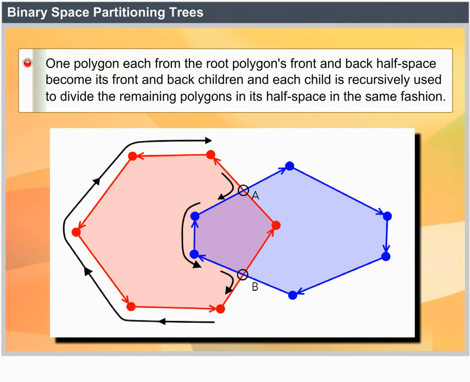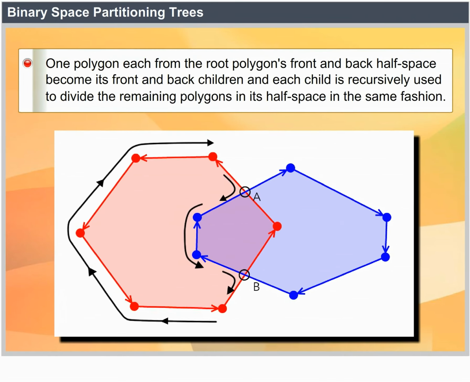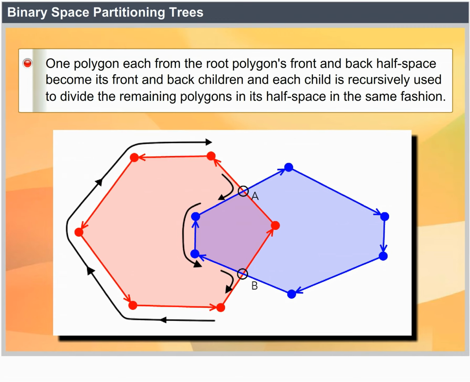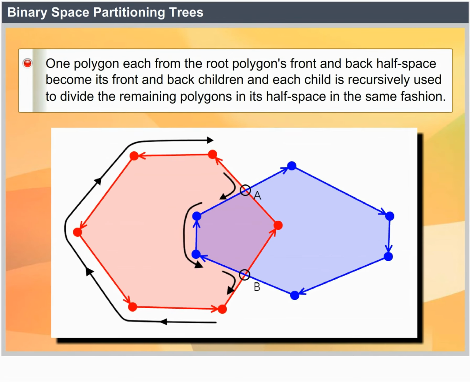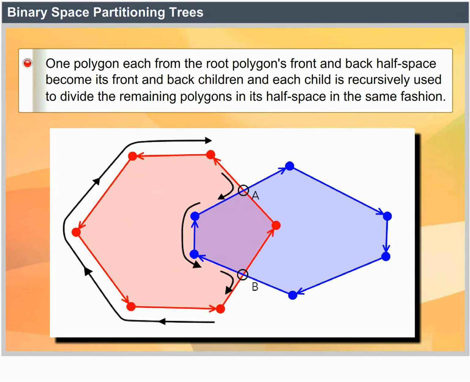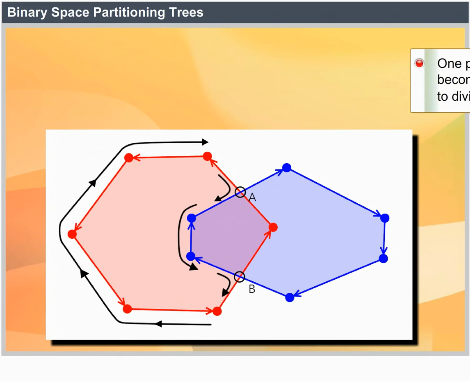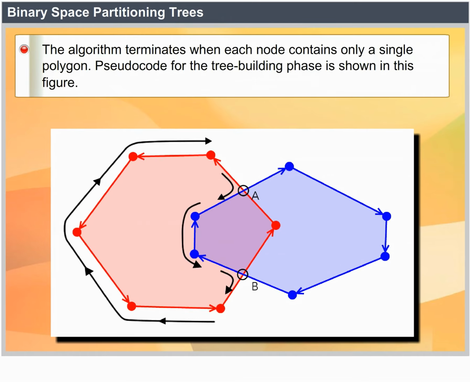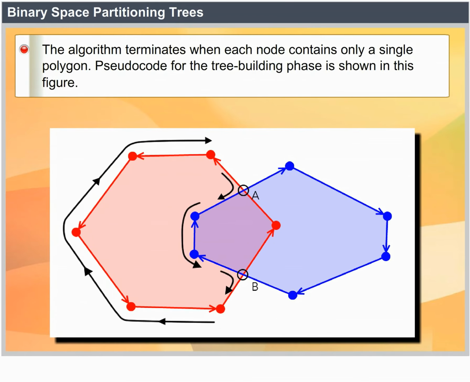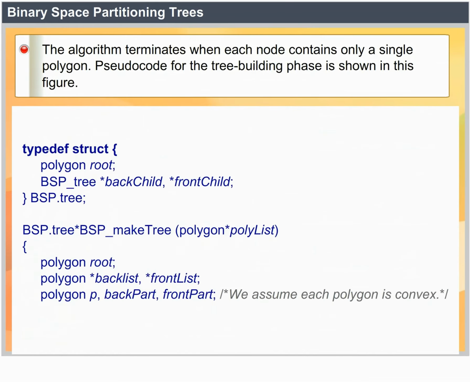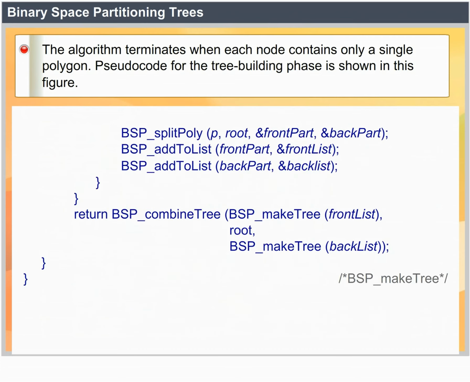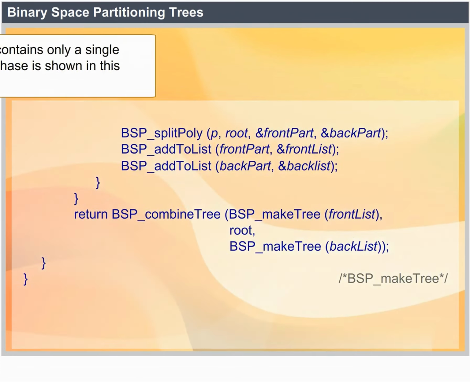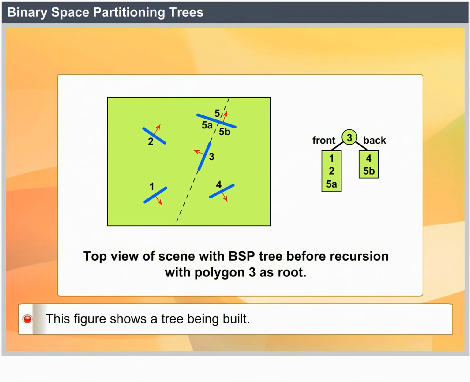One polygon each from the root polygon's front and back half space becomes its front and back children, and each child is recursively used to divide the remaining polygons in its half space in the same fashion. The algorithm terminates when each node contains only a single polygon. The pseudocode for the tree building phase is shown in the figure. This figure shows a tree being built.